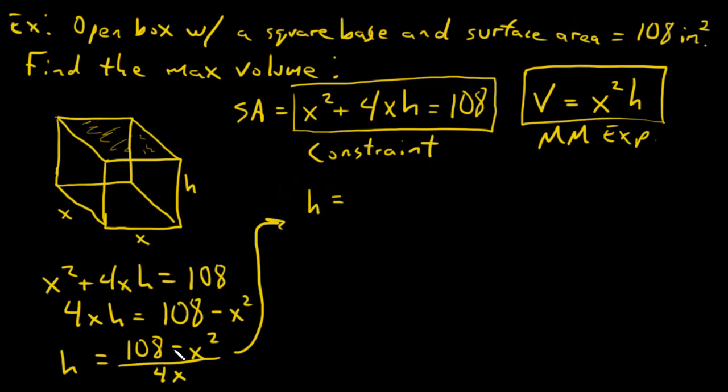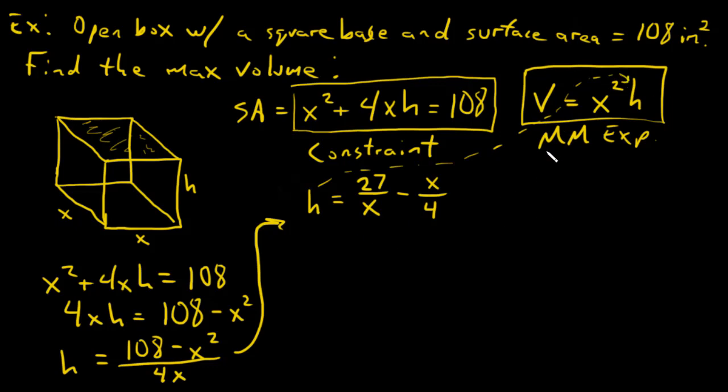h is equal to, well, 108 divided by 4 is 27. So I'm going to have 27 over x when the dust settles. And then minus, I'm going to have x over 4, right? x over 4. That is a much nicer expression for my h. Now I'm going to take this h and plug it into this h right here.